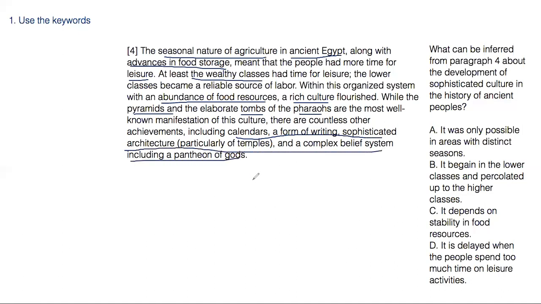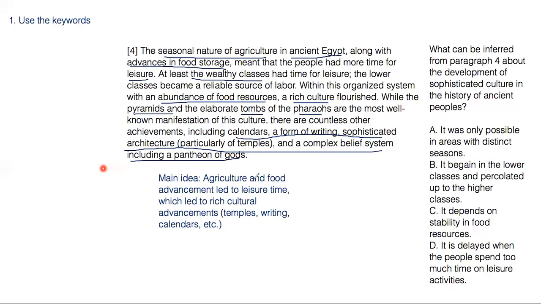So what is the main idea of this paragraph? The main idea is agriculture and food advancement led to leisure time, which in turn led to rich cultural advancements like the temples, the writing, the calendars, and more. So we've pulled out some keywords and we have pulled out the main idea to help us figure out some answers. Let's look at strategy number 2.